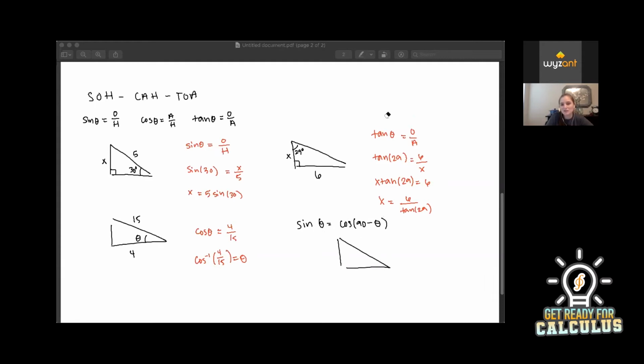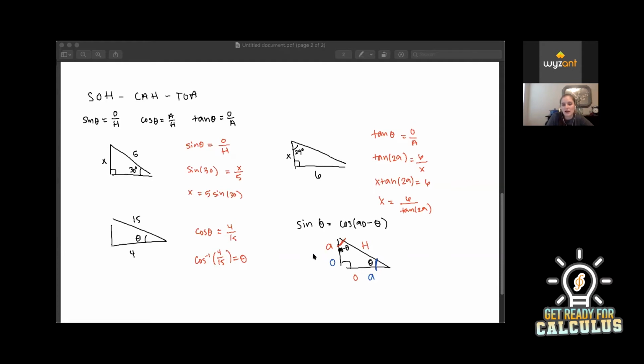Basically the reason why it works is, if I'm talking about this being theta, this is a right triangle. I know all my angles add up to 180. So because of that, this has to be 90 minus theta. The opposite side for this angle is this side. The adjacent side for this angle is this side. Hypotenuse is the same always. The hypotenuse is always across from the right angle. For this angle though, this side's my opposite and this side's my adjacent.